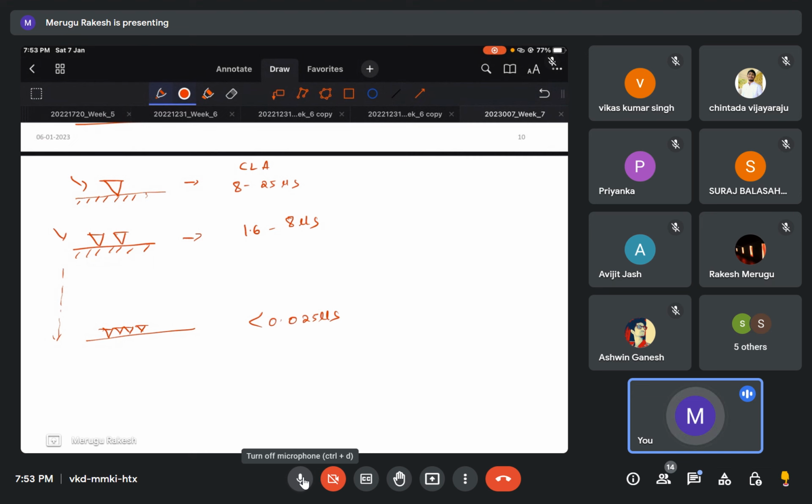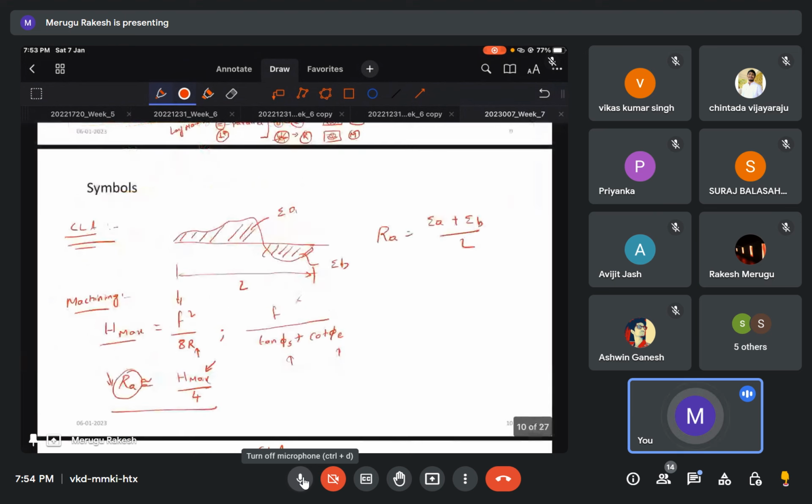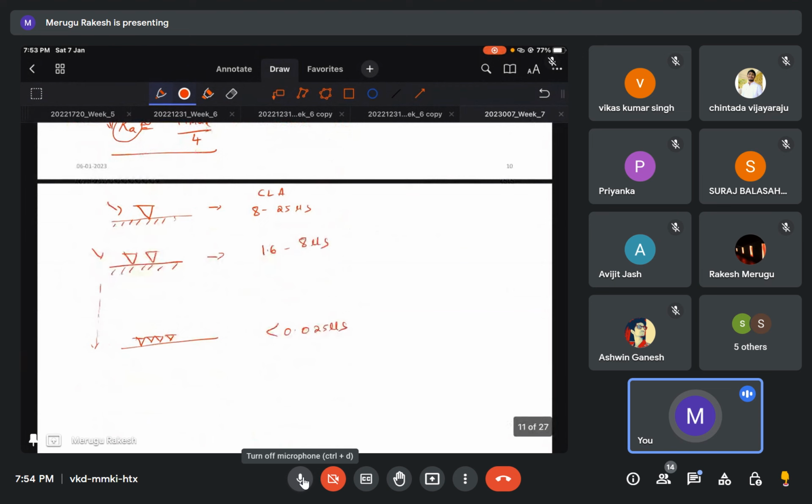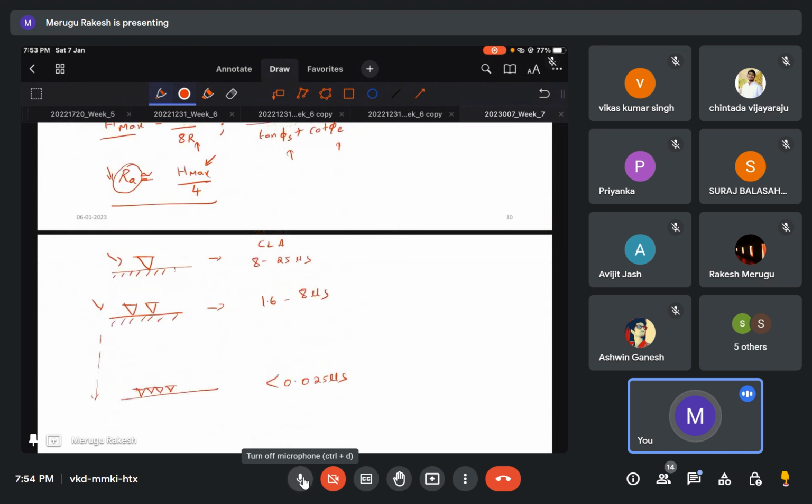These are some of the symbols of surface roughness texture that you have to remember, and the type of measurement techniques that we use here. This is something related to these surface finish measurements.